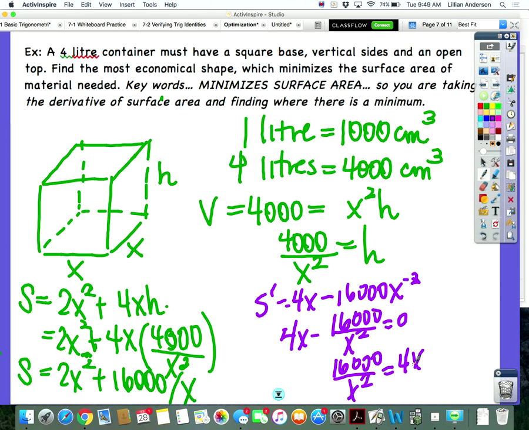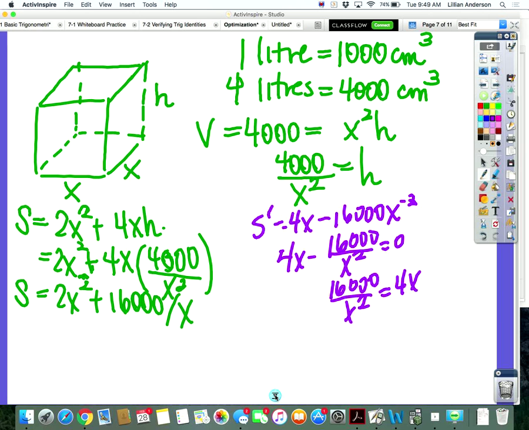When you subtract over, this will give you a negative 4x. But because you have a negative on the left and a negative on the right, they both become positive. Did everybody see that? Okay? So then from there, you'll multiply both sides by x squared. Don't you want to get rid of the denominator? Yeah. So then this will be 16,000 equals 4x to the third. Divide both sides by 4. And what is that? 4,000? Okay. Something's wrong.